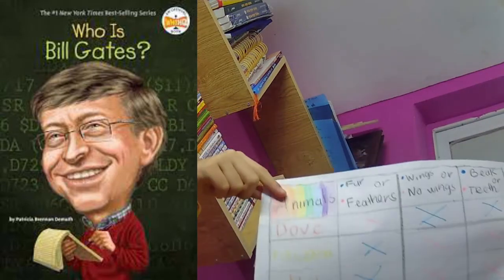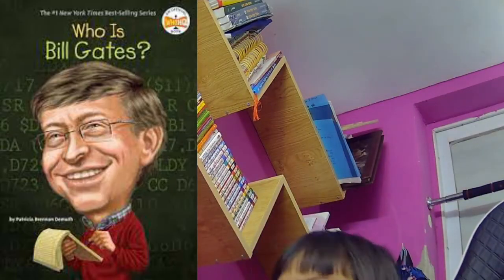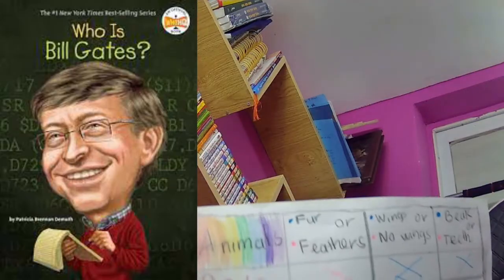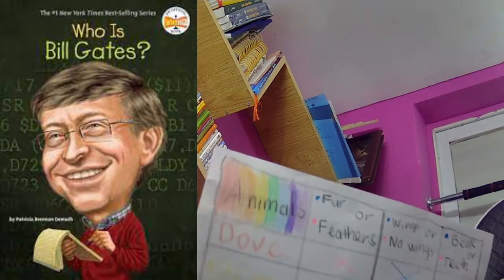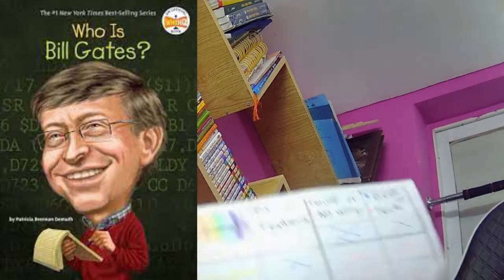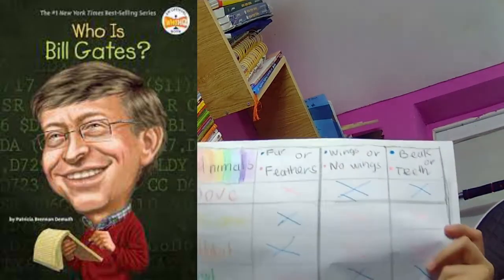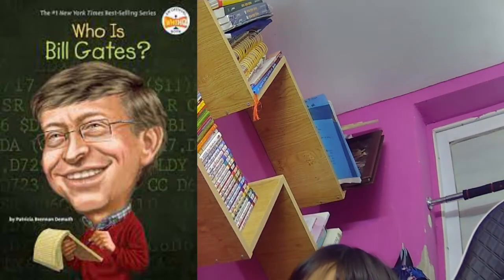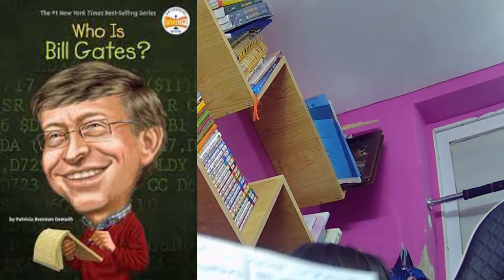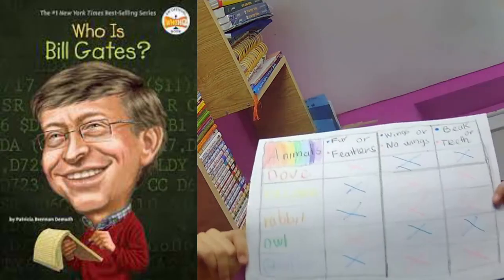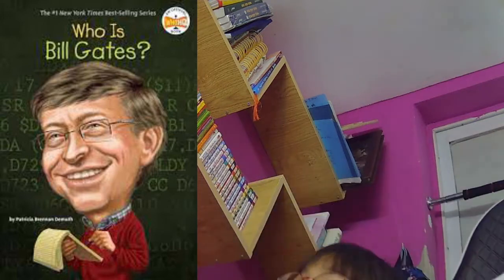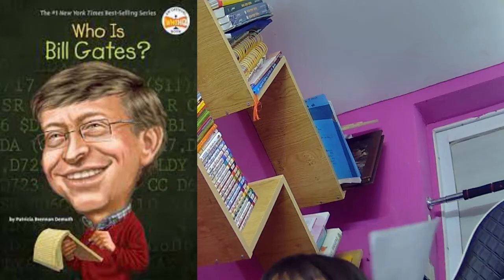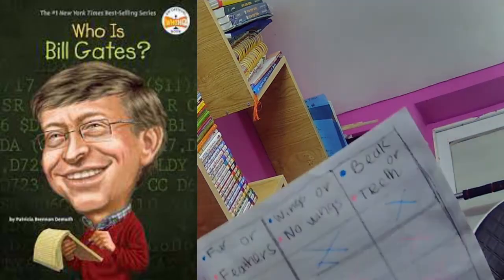This is all about animals. The characteristics of animals: if they have fur or feathers, wings or no wings, beak or teeth. So I have a few animals, which are the dove, the raccoon, the rabbit, the owl, and the giraffe. And I look at the pictures and tell what it is. I also have videos about this chart, and I also teach you how to make it, so you can make it too.